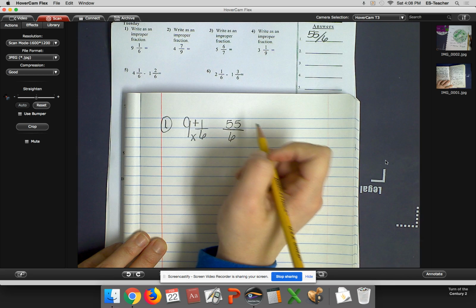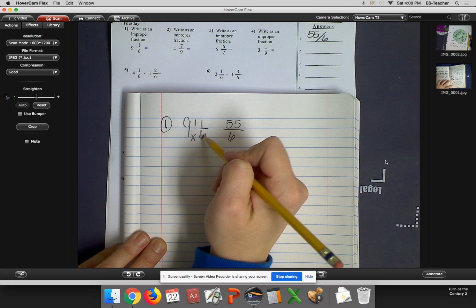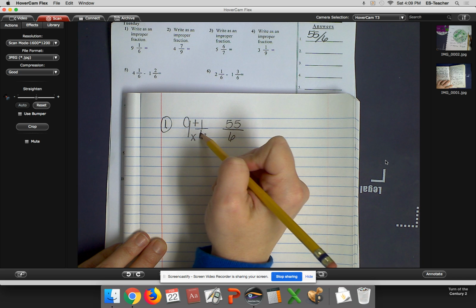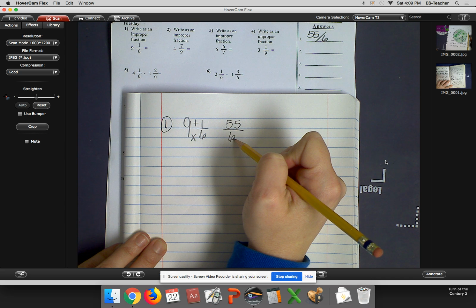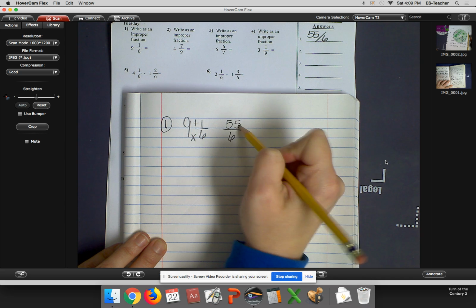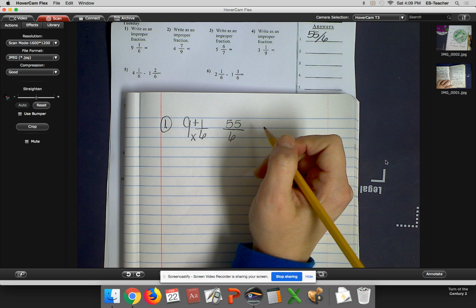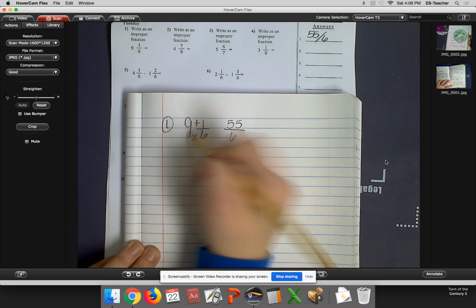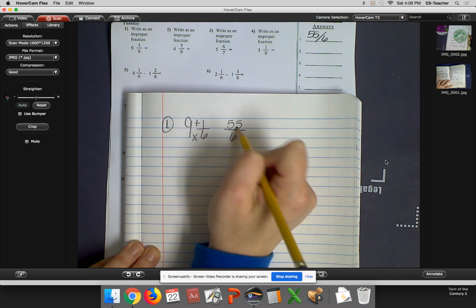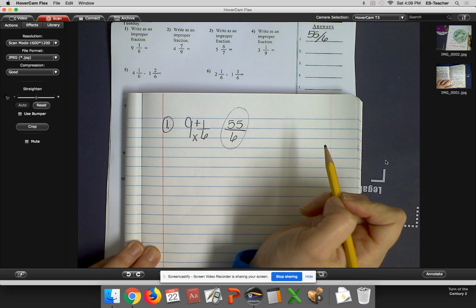Again, if you didn't understand how I got that, all you do to make it an improper fraction, improper means that the top number is bigger than the bottom number. The numerator is bigger than the denominator. So all you do, 6 times 9, what is that? And then add 1 to it. So that's 55 over 6.